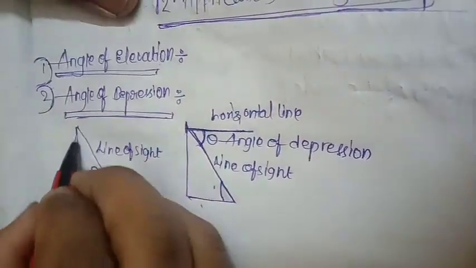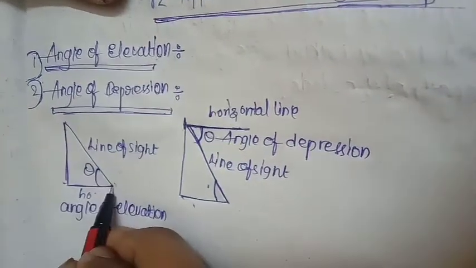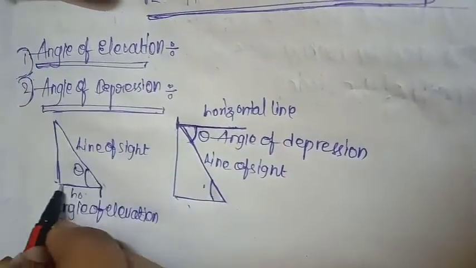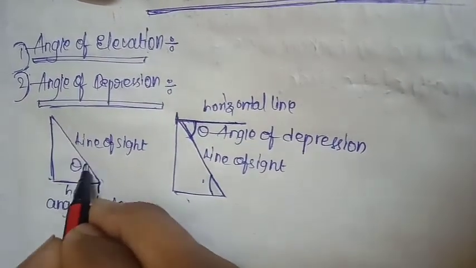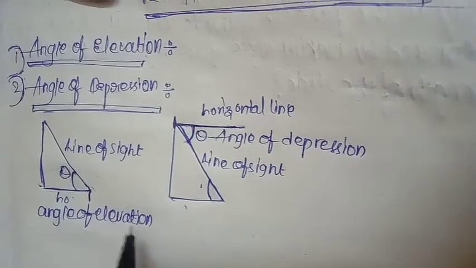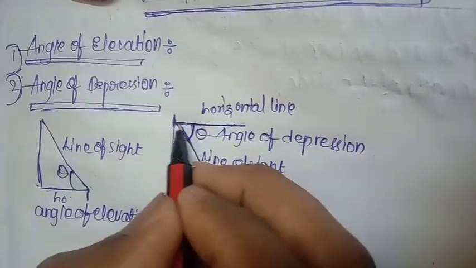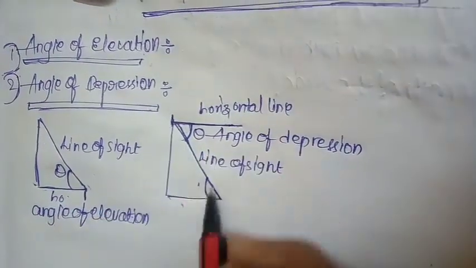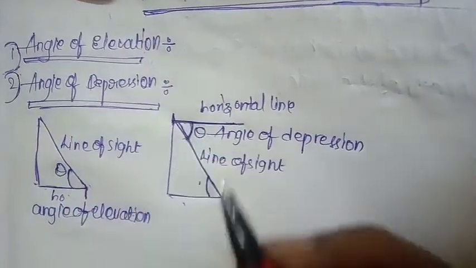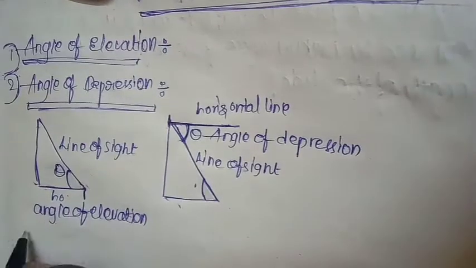First, this is the height of the pole. The man is seeing the top of the pole from the ground. This will be the line of sight and this will be the horizontal line. The angle between these two lines will be theta, and this angle is called the angle of elevation. Coming to this, he is on top of the floor and seeing the ground. So he is seeing down, and the angle will be the angle of depression. These topics are important in this chapter.